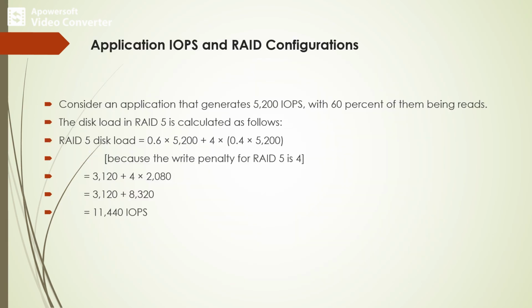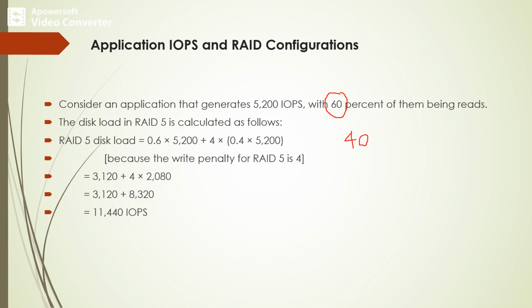So now we'll consider one problem: application IOPS, input output per second, and RAID configurations. Consider an application that generates 5200 input output per second with 60% of them being reads. The disk load in RAID 5 is calculated as follows. If 60% of them are reads, the remaining 40% will be write operations.